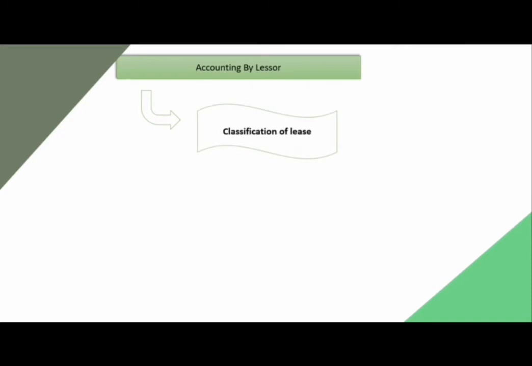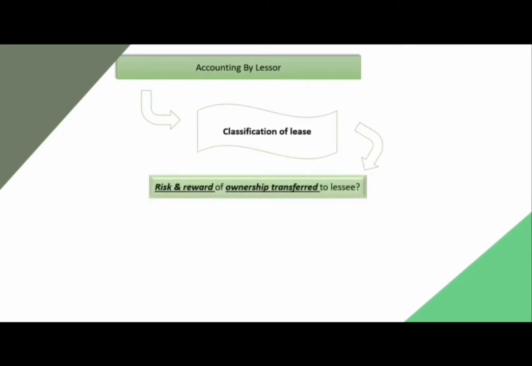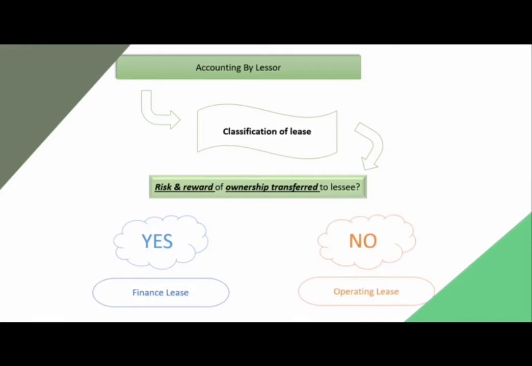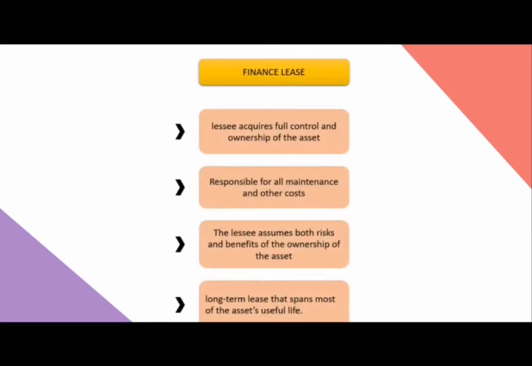So we need to classify the lease first. Are risk and reward of ownership transferred to the lessee or not? If yes, then the lease is a finance lease. And if no, then the lease is an operating lease. So what is a finance lease? First, a lease in which the lessee has full control and ownership of the asset. Second, the lessee is responsible for all maintenance and other costs of the asset. Next, the lessee assumes both risk and benefit of the ownership of the asset. And the last one, a finance lease is a long-term lease that spans most of the asset's useful life.